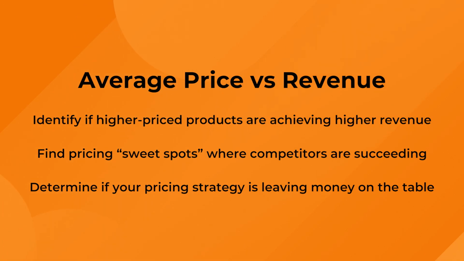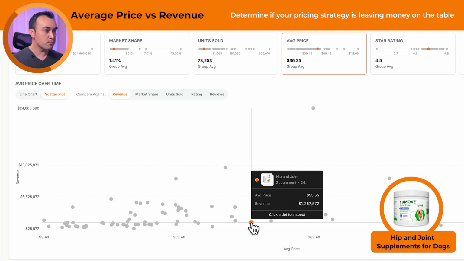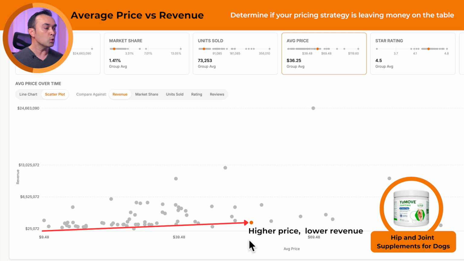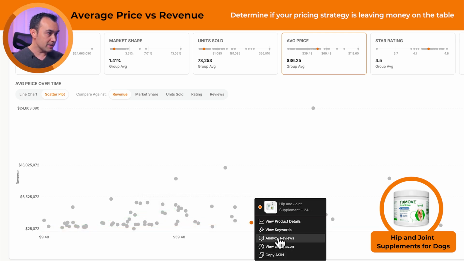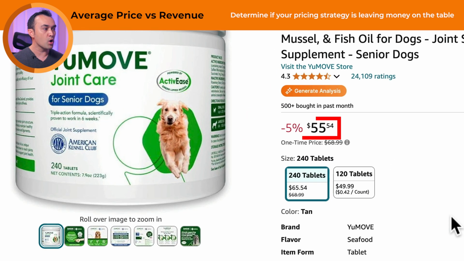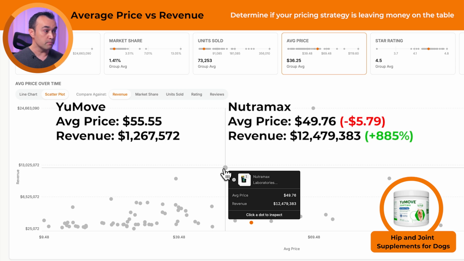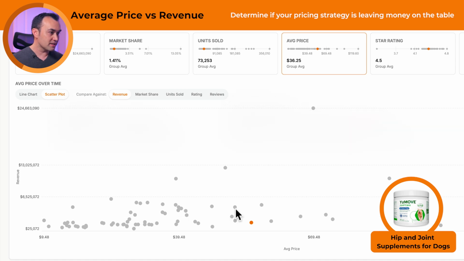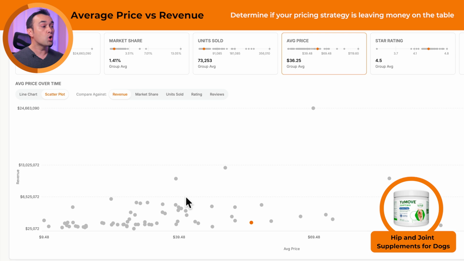Now let's see if any products might be leaving money on the table. So back to our hip and joint supplements, we'll see that our pin product here might just be doing that. We can see a lot of products here that are making more revenue with lower price points. This supplement is from the company YouMove, and their higher pricing strategy might actually be holding them back. We can see here that NutriMax is only $5 cheaper, but generates significantly more revenue. And there are other products here that are doing the same, slightly lower prices, but more revenue. So it could be worth YouMove testing different price points to see if they can generate more revenue overall.